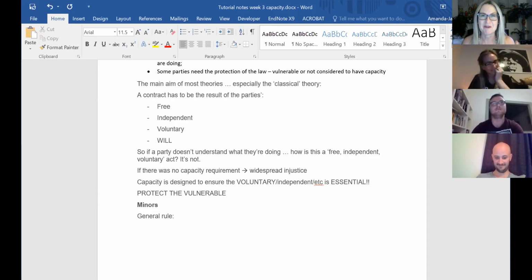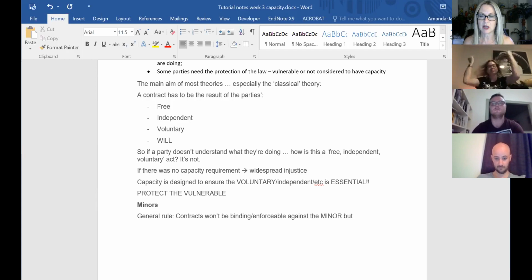The general rule is that contracts won't be binding against the minor, but can the minor enforce them against the other party? Yes. And I can enforce against the adult.